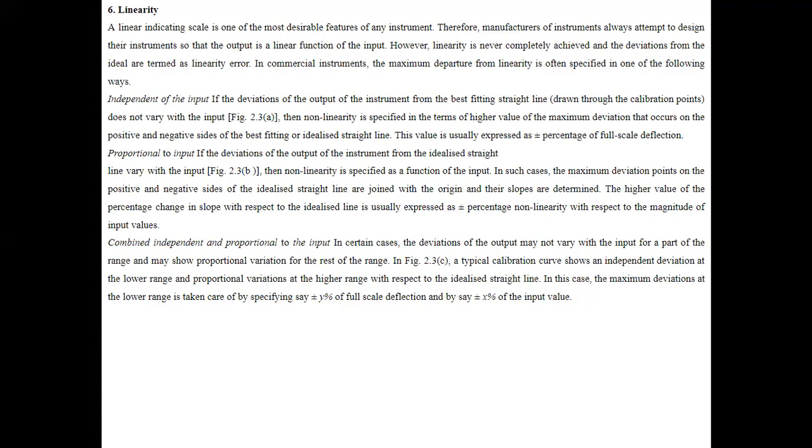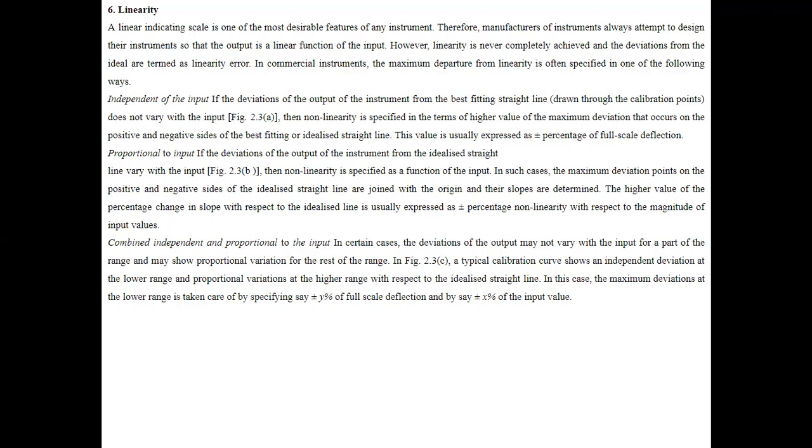Next is proportional to input. If the deviations of the output of the instrument from the idealized straight line vary with the input, then non-linearity is specified as a function of the input. In such cases, the maximum deviation points on the positive and negative sides of the idealized straight line are joined with the origin and their slopes are determined. The higher value of the percentage change in slope with respect to the idealized line is usually expressed as plus minus percentage of non-linearity with respect to the magnitude of input values.